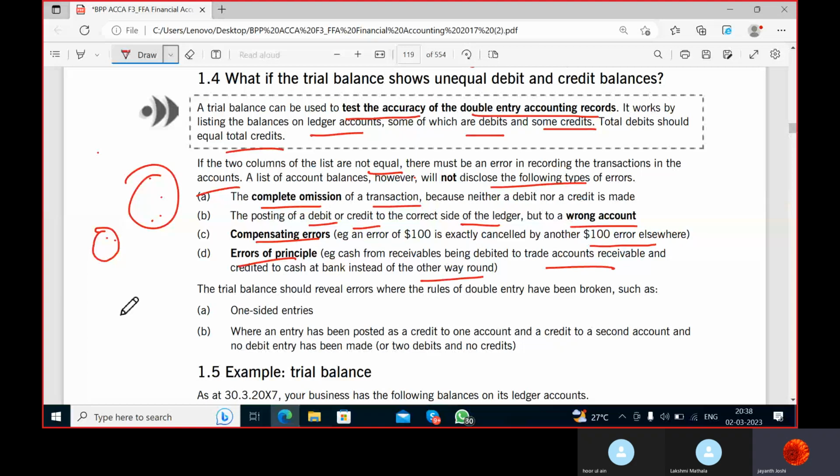So you received money from receivables. So the entry would be cash to receivables. Correct? Fine. But you wrote receivables to cash. That is wrong, isn't it? Actual entry is this, but you posted this entry. So that is an error of principle, due to which you are showing debit as credit and credit as debit. So that can be one of the reasons because of which the trial balance may not match.